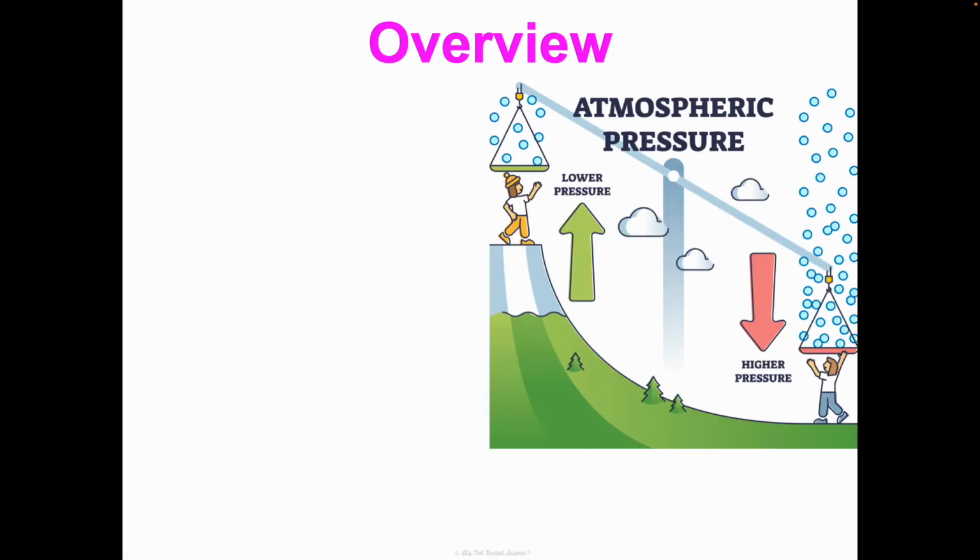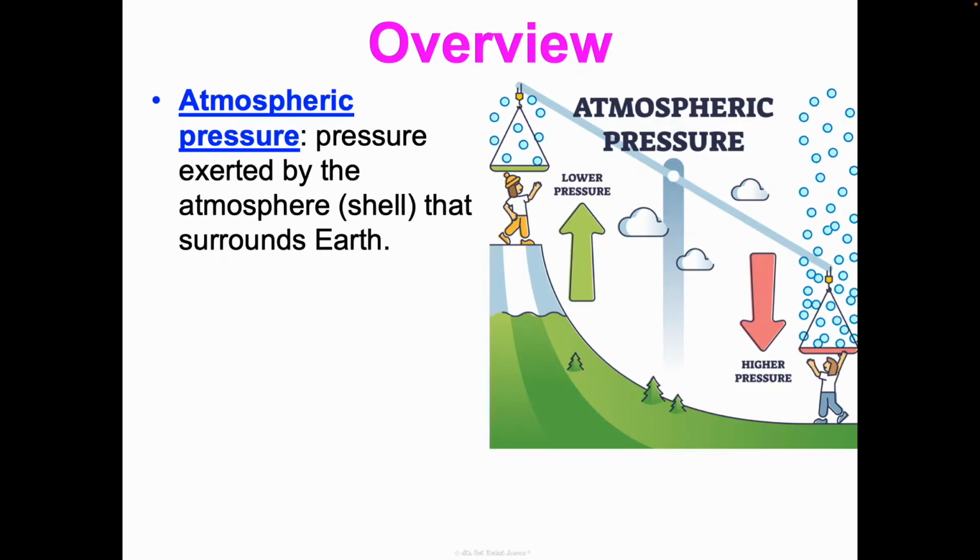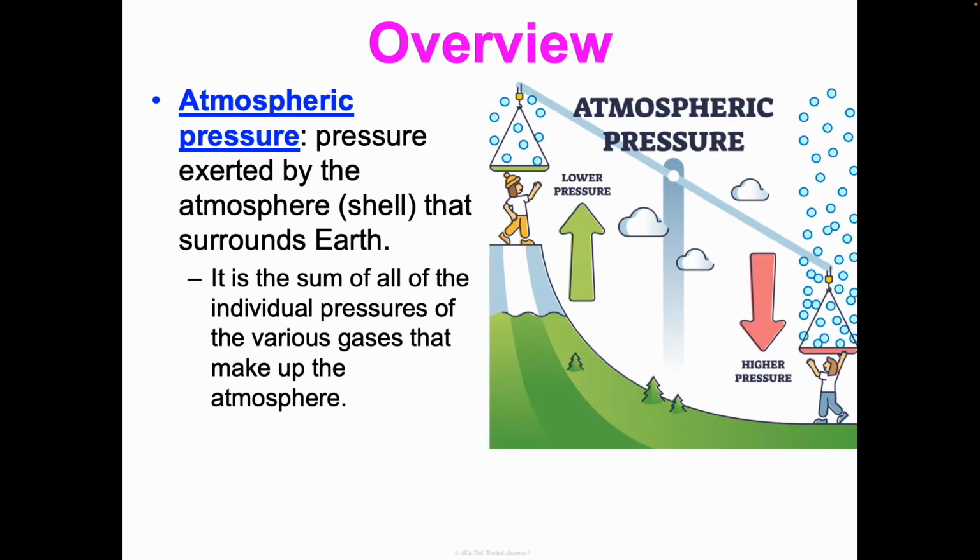Okay, so I mentioned atmospheres. That's the most common unit we're going to be using and seeing for pressure. And you might be thinking, what does that mean? Atmospheric pressure is the pressure exerted by the atmosphere, which is kind of like a shell that surrounds the earth, basically on earth. And it's the sum of all the different individual pressures of all the gases that make up the atmosphere: water vapor, carbon dioxide, methane, nitrogen gas, all those different things.